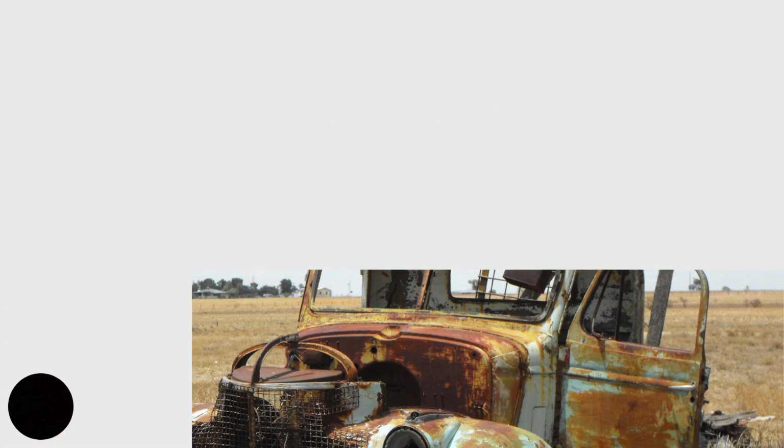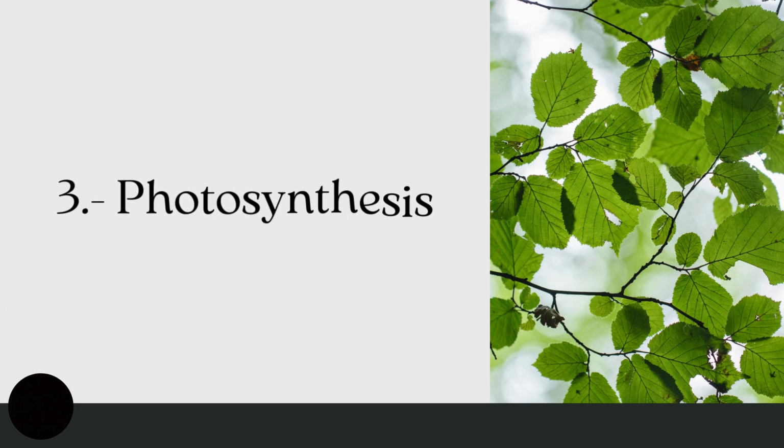The third is photosynthesis. Photosynthesis is the process by which green plants and certain other organisms use sunlight to convert carbon dioxide and water into glucose and oxygen. This endothermic reaction absorbs light energy to drive the synthesis of organic compounds.